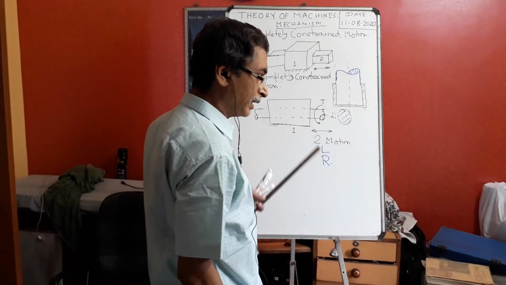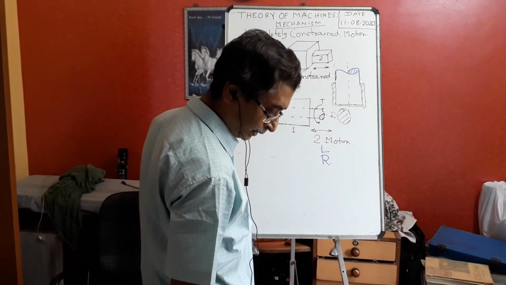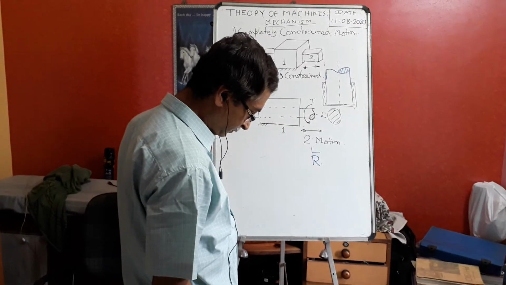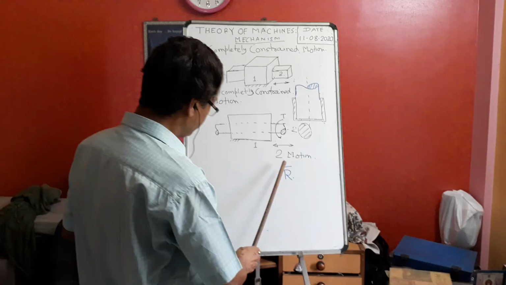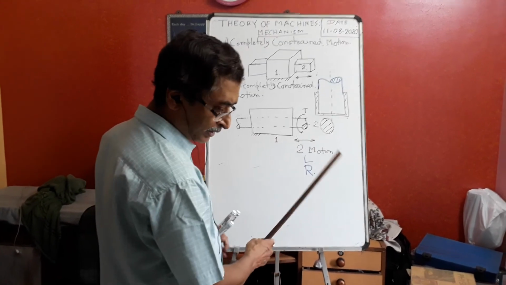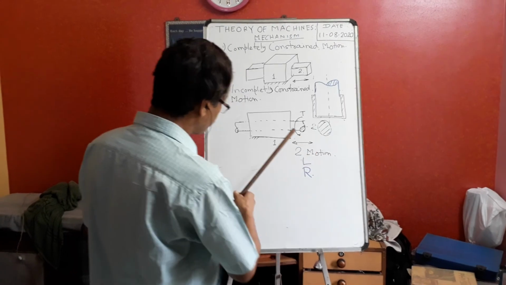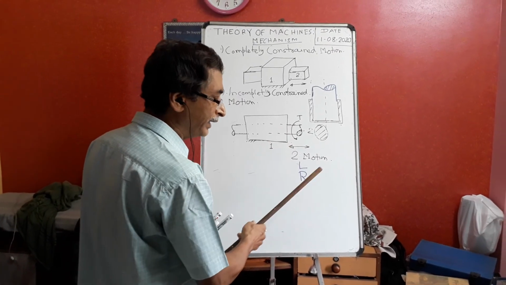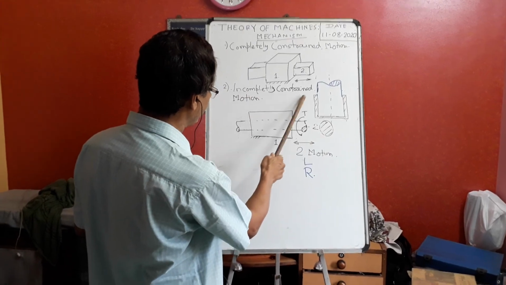One is the rotation. Yes. Hey, don't do this. So linear motions and rotational motions, don't do this. So it will have two types of motions, but I do not need that. So that is why it is called incompletely constrained motion.